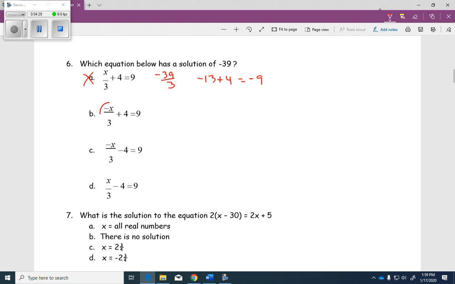Here, be really careful of this -x, because this is a -39. So a -39 is really a +39. So really, when I substitute, I am putting 39/3 and then adding on 4. So 13 plus 4 is not 9. It's 17. So it's not choice B. This would also be a 39, because a negative 39 is a positive 39. Divided by 3 is 13, and 13 minus 4 is 9, so it's choice C.